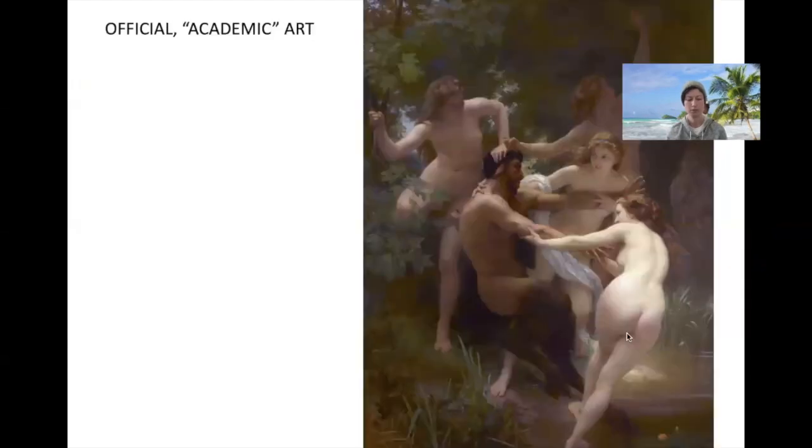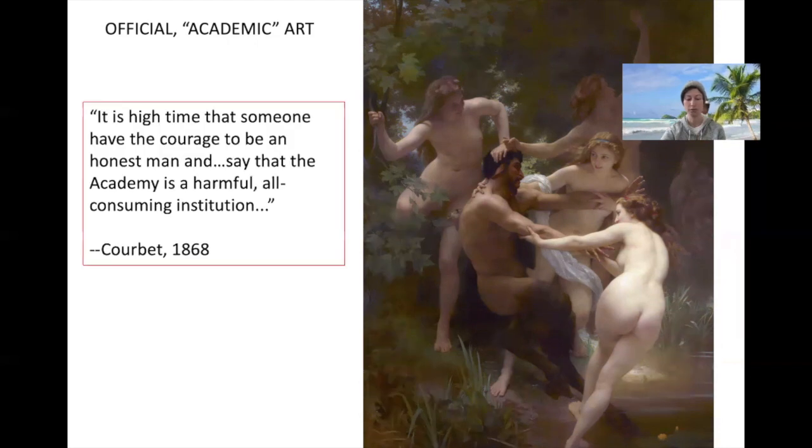All this was in contrast to the official, sanctioned art of the time, called academic art because it was made in the official art academies. This was the kind of style and subject matter that was taught in the art academies of France. Mythological subject matter, lighthearted and traditional style, based on classical training. It's everything Courbet thought was wrong with art. As he wrote, "It is high time that someone have the courage to be an honest man and say that the Academy is a harmful, all-consuming institution."